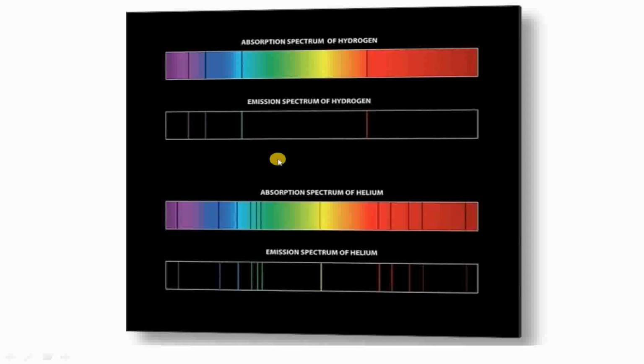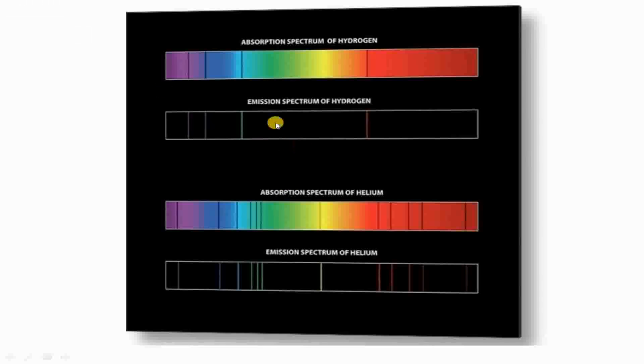In this slide, we can see the spectrum of hydrogen and helium. We can compare the emission and absorption spectrum of hydrogen and helium. Every element has its own characteristic line spectrum. Using the emission spectrum, scientists can identify pure substances or compounds and the elements in them.